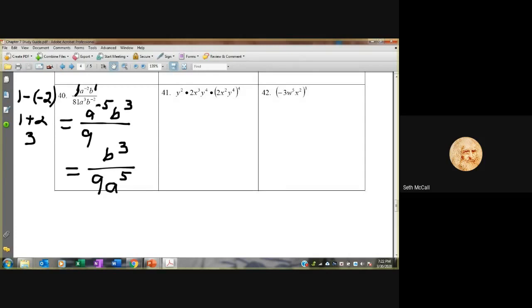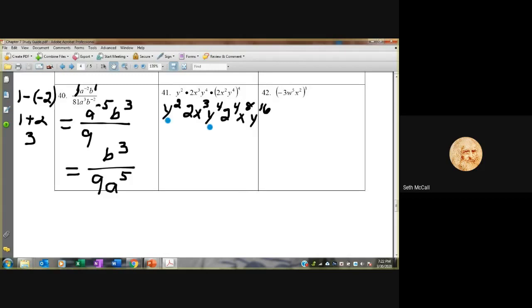Now, the next one has some of these big dots in there again. Again, it means multiplication, not a big deal. We need to deal with this first, though. That fourth power needs to get distributed to everything. So we're going to have y squared, and then we're going to have 2, then x to the third, y to the fourth, and then we're going to have 2 to the fourth again. And then we're going to have x. Now remember, it's a power to a power, so it multiplies, becomes x to the eighth, and then y to the 16th.